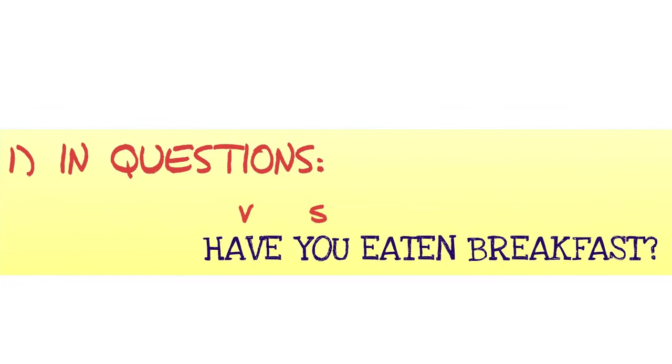One example is in questions where a verb can precede the subject. For example: Have you eaten breakfast? This sentence actually has two verbs, so watch out for this. Either way, though, the subject, the thing or person performing the action, is you.